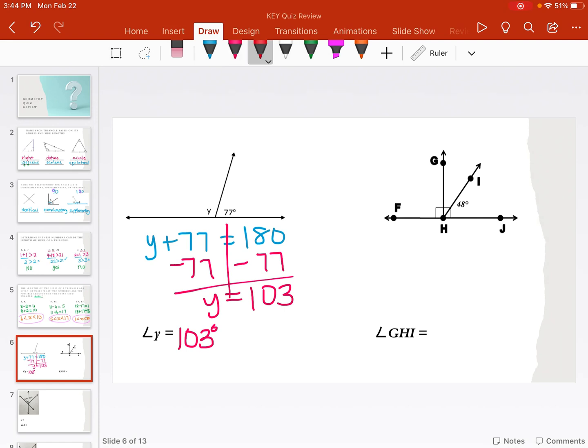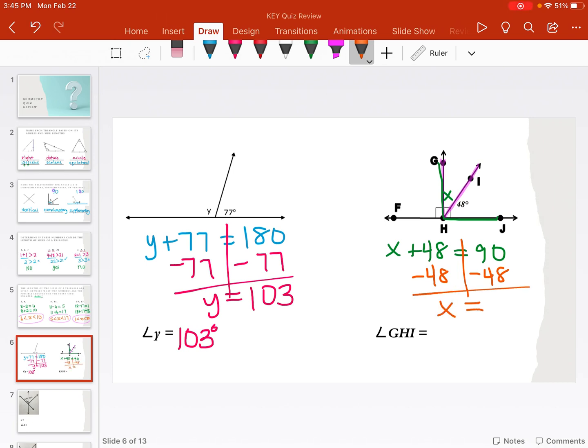Okay, next problem. There's two different ways I could do this. We could look at the whole shape across, but I don't really want to do that. That's a little extra work. They're asking me for GHI, so that's this part right here. I know that this GHJ is going to be a 90-degree angle, so I'm going to just set that up as x. So x plus 48 is equal to 90. Then I can subtract 48 from both sides. X equals 42. So angle GHI is 42 degrees.